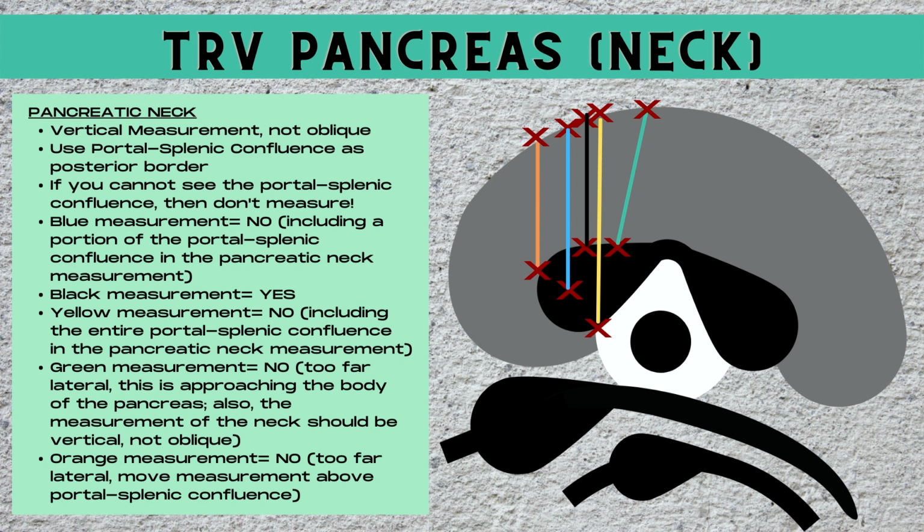The green measurement is also a no. This is too far lateral or left of the pancreatic neck, and it's almost approaching a body measurement. Also, the measurement of the neck should always be a vertical measurement, not oblique. The orange measurement is also a no. This is too far lateral or too far to the right side of the pancreas. This orange measurement is almost approaching a head measurement. It's important to be above the portal-splenic confluence for the proper neck measurement.